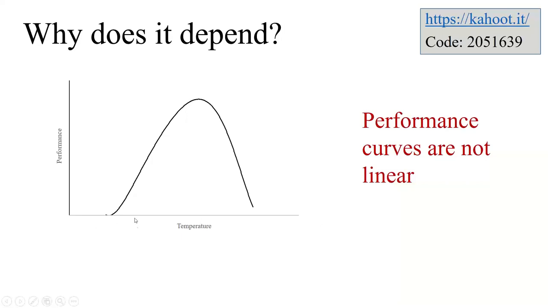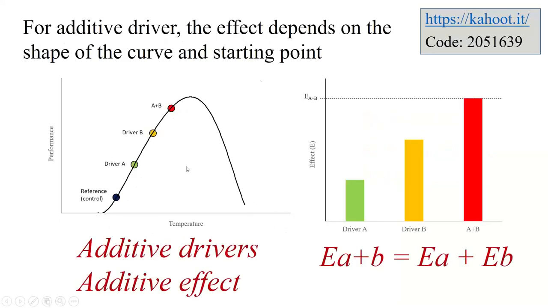Because these performance curves are more or less never linear, even if you have only one stressor like temperature and you have an additive effect, of course, because you just add temperature to temperature, that doesn't mean that you're going to have additive results on the effect. So this is the drivers and this is the effect. What we see during experiments is only the effects, and we don't really understand what's happening at the driver level.